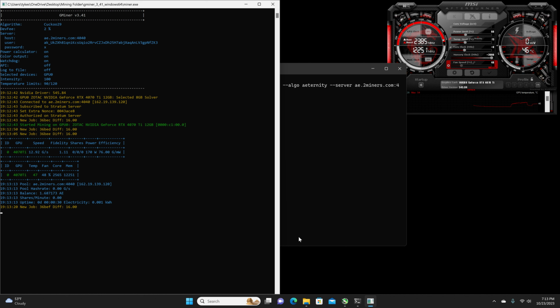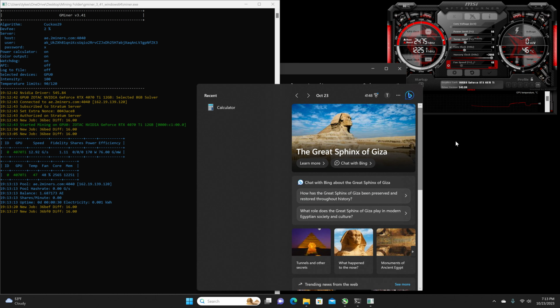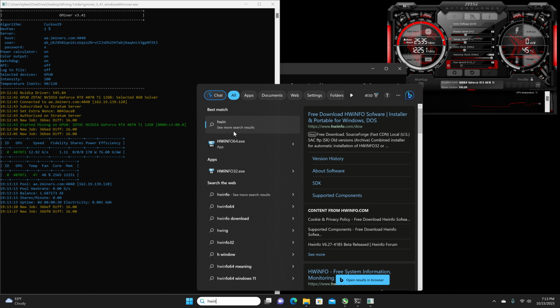This should give us an actual efficiency of 79.41 to 79.53 for the efficiency. And then the thermals should have come down a little bit.